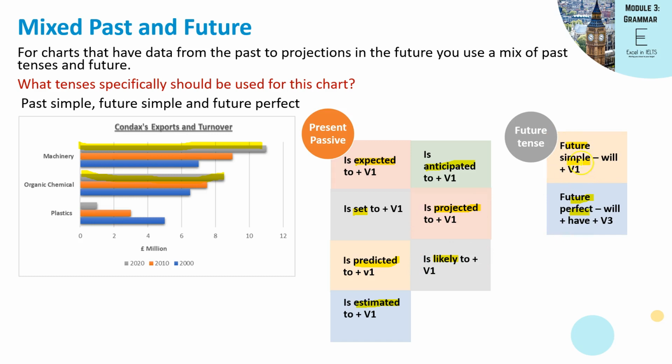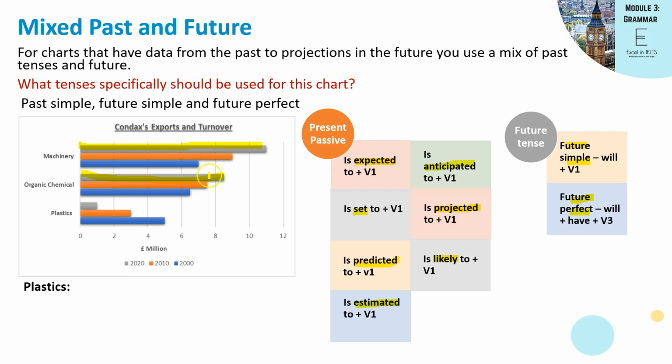You can also use the future simple. So you can simply say machinery will reach around £11 million in sales by 2020, or the future perfect and say that organic chemical will have reached approximately £9 million by 2020. So it's time for you to practice.